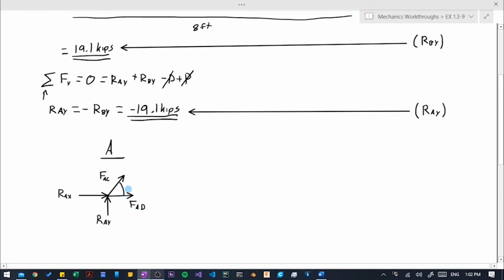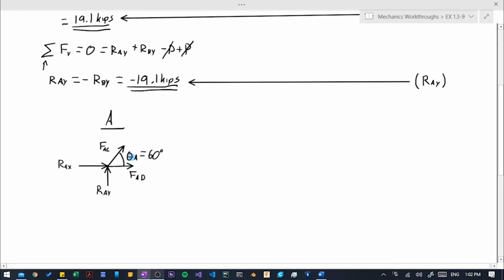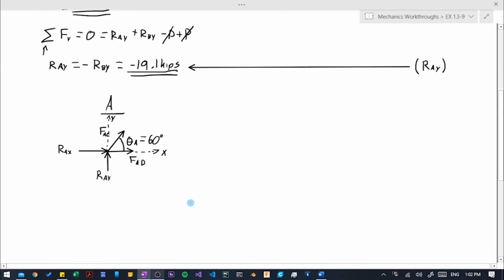And we're also given this angle here, which is theta A, which is equal to 60 degrees. And it's also a good idea to define our coordinate axes. So we have x and y, and that is our free body diagram. So since all of our forces are acting at a single point, we cannot use summation of moments because none of them create a moment at this point. But we still have our two equations, summation of forces in the x direction and in the y direction.